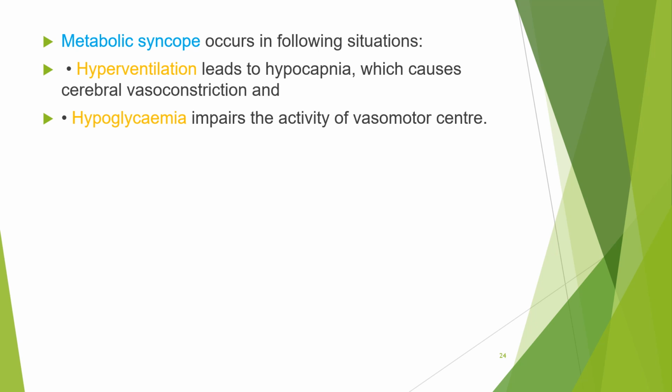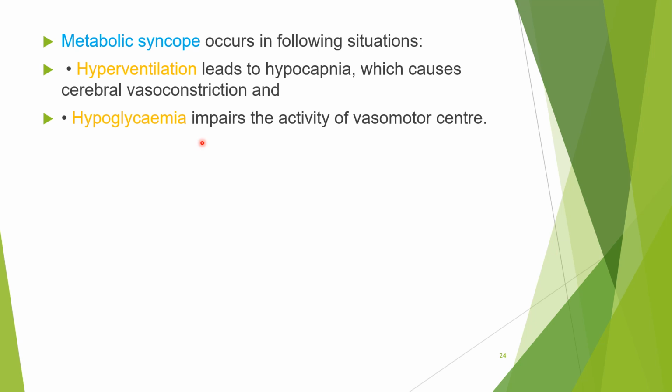And hypoglycemia, decrease in the blood sugar levels. It impairs the activity of the VMC, that is vasomotor center. VMC is responsible for maintaining blood pressure. Now it is not able to maintain that much blood pressure, so there is decrease in the cerebral blood flow, leading to syncope. These two are called metabolic syncope, that is hyperventilation and hypoglycemia leading to syncope. So syncope is the transient fainting because it may be due to cardiogenic causes like cardiogenic syncope, non-cardiogenic causes leading to non-cardiogenic syncope, and metabolic causes causing metabolic syncope.